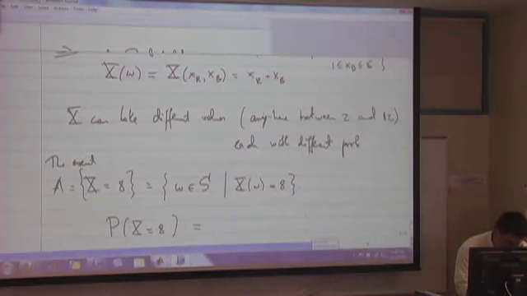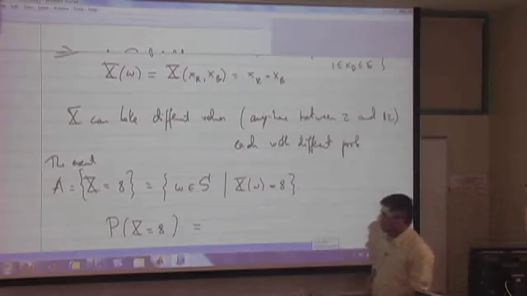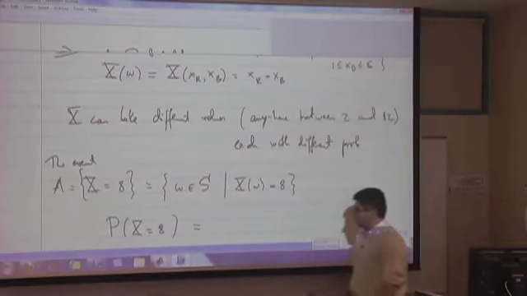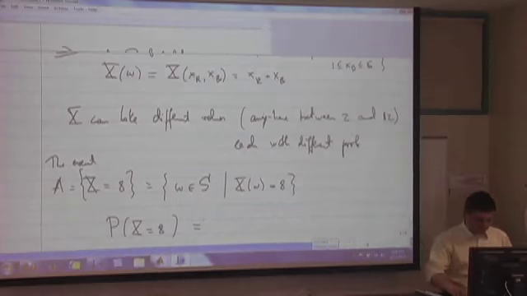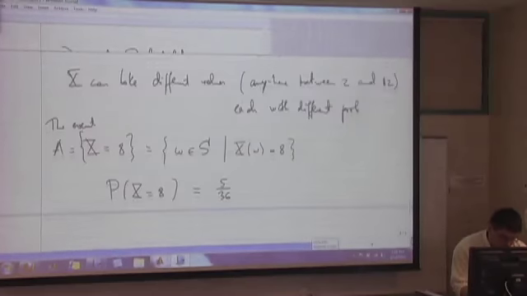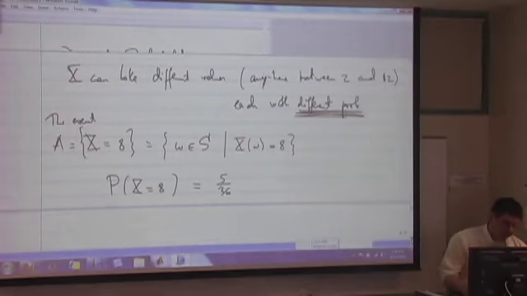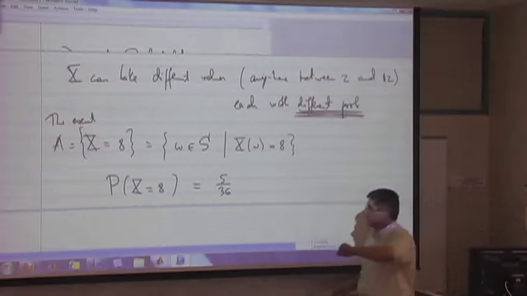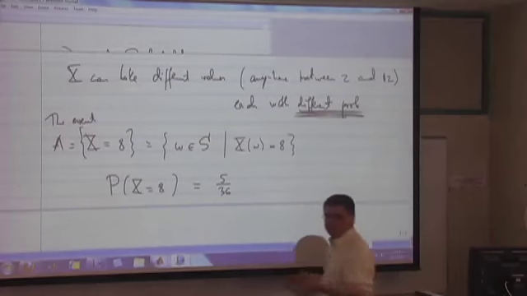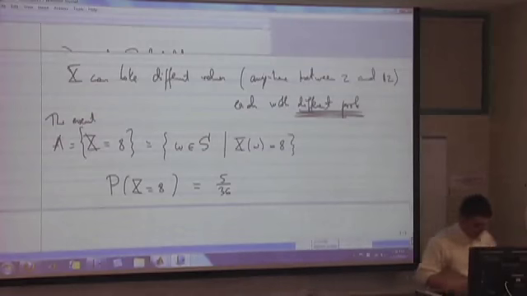Oftentimes we just ignore the accolades, so we just say, what's the probability that this event occurs? Well, it's just counting things, and we said it's 5 over 36. So in that sense, we say that the random variable can take different values, each with a certain probability.